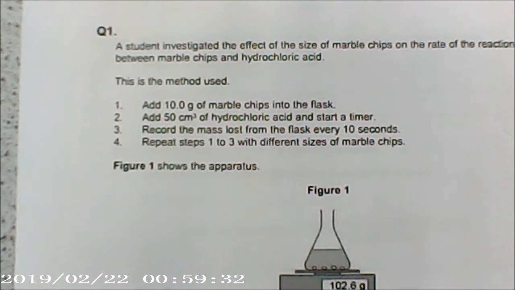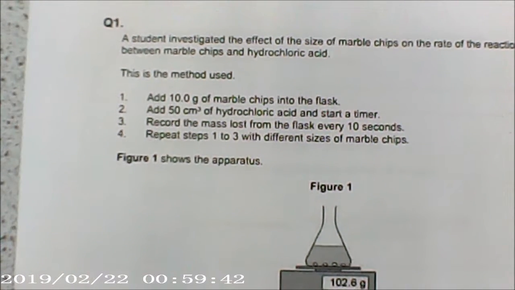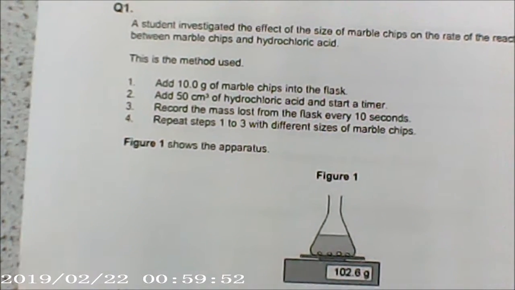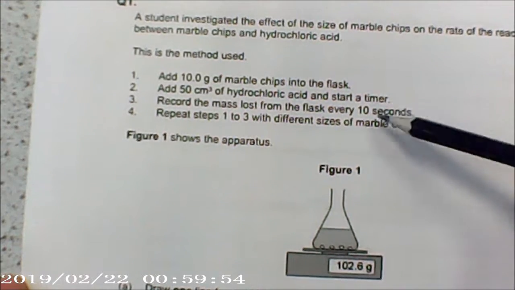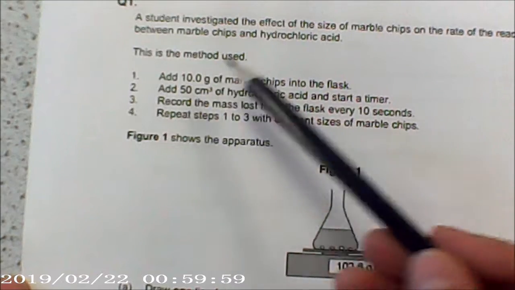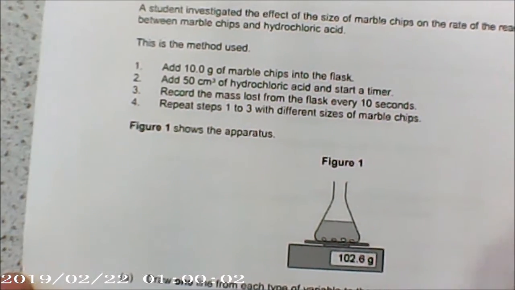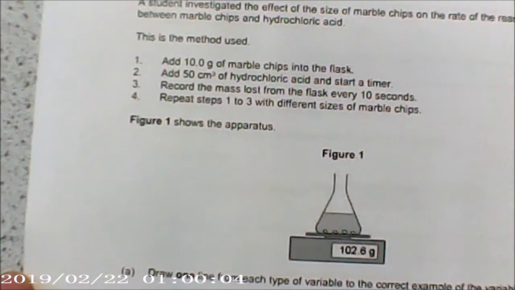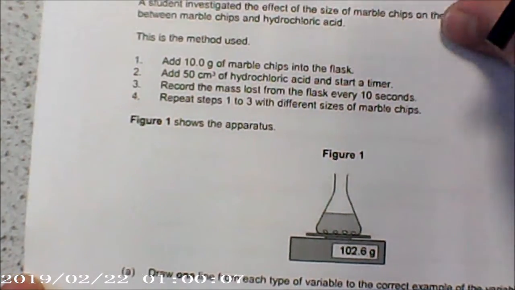So we're going to start with question number 1, and don't worry if you haven't got this printed in front of you. Following it on the screen is absolutely fine. So question number 1. A student investigated the effects of the size of marble chips on the rate of reaction between marble chips and hydrochloric acid. So they use the following method. I'm not going to go through that, but it tells you the method. They're giving you specific masses and volumes of things that they have used. We've got a picture down here that is showing how it ended up.